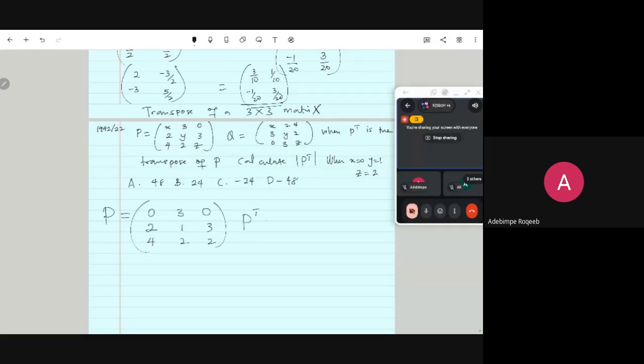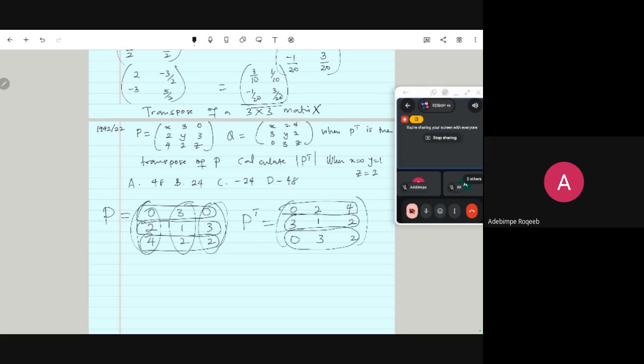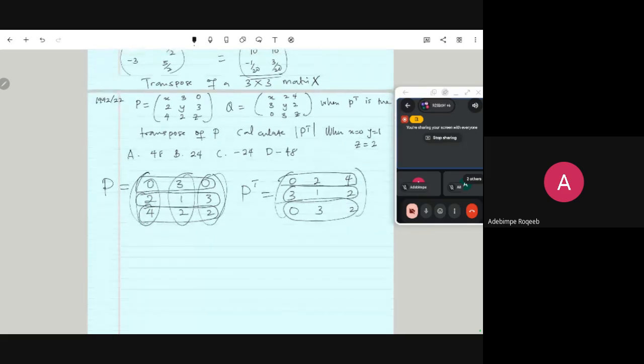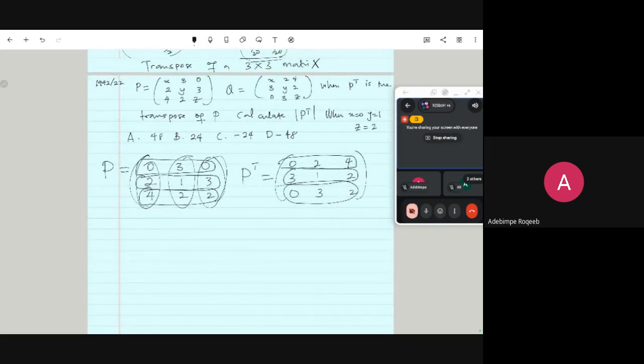So P transpose is just turn the row into the column. This row 1 here is going to become the column 0, 3, 0. This row 2 is going to become the column 2, 1, 3. This row 3 is going to become the column 4, 2, 2. So this row is this column here, and this row is this column here. Do you understand? That's the meaning of transpose. Is that clear?